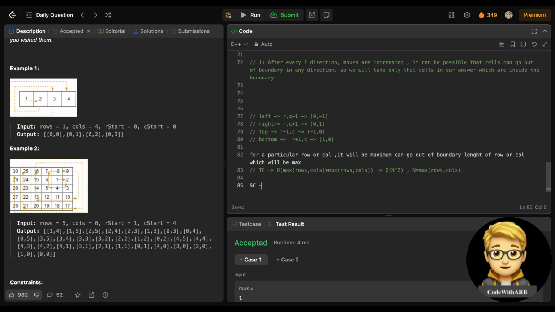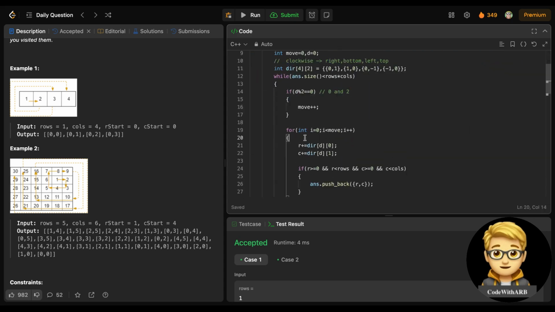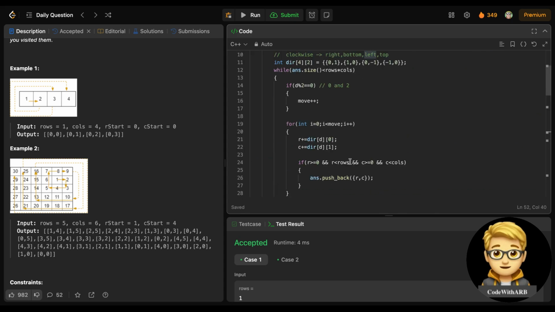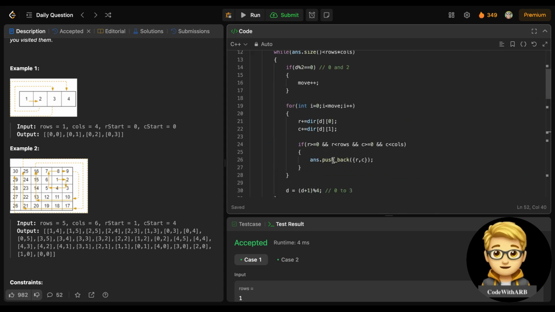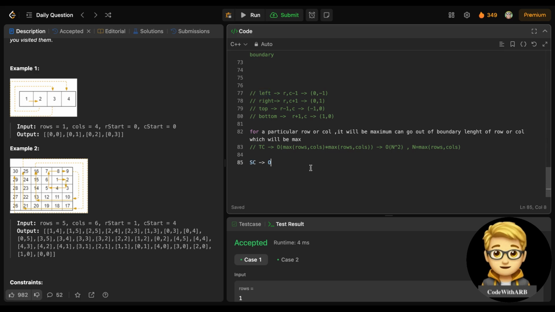And the space complexity would be, for returning the answer, we are taking an answer vector. If you consider this as extra space, then O of m into n, that is O of rows into columns, considering the answer vector; otherwise O of 1. So this is how we solve this question.